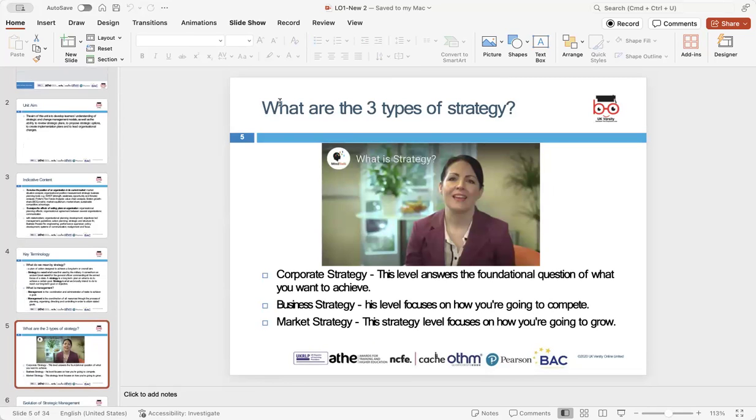There are three types of strategies. Corporate strategies. Corporate strategy deals with the foundational question of what an organization aims to achieve overall. It focuses on the long-term vision and broad goals of the organization.